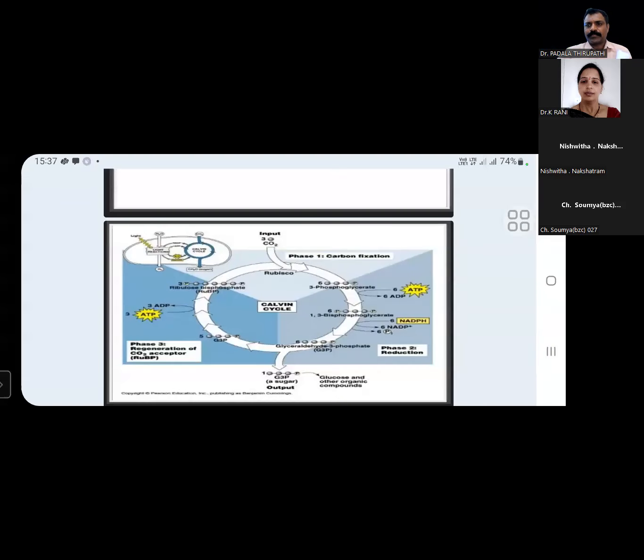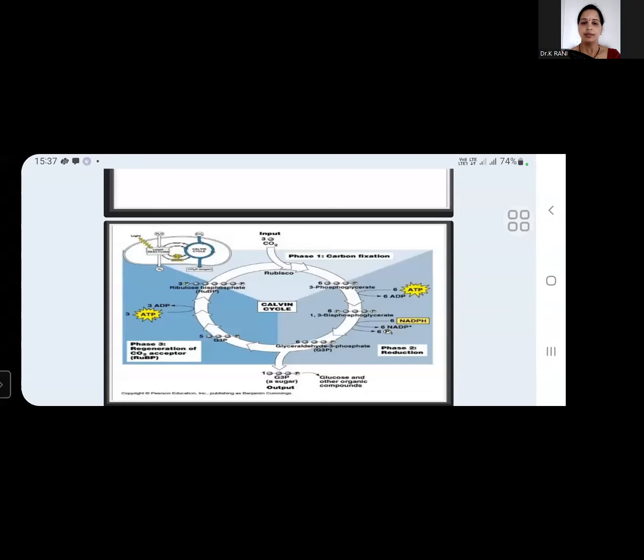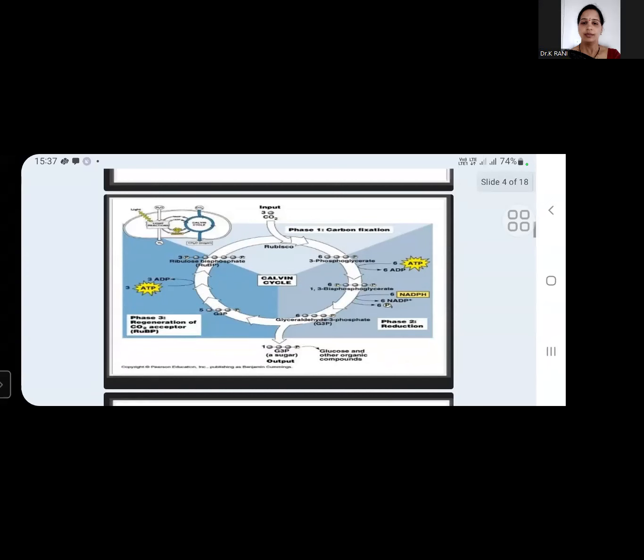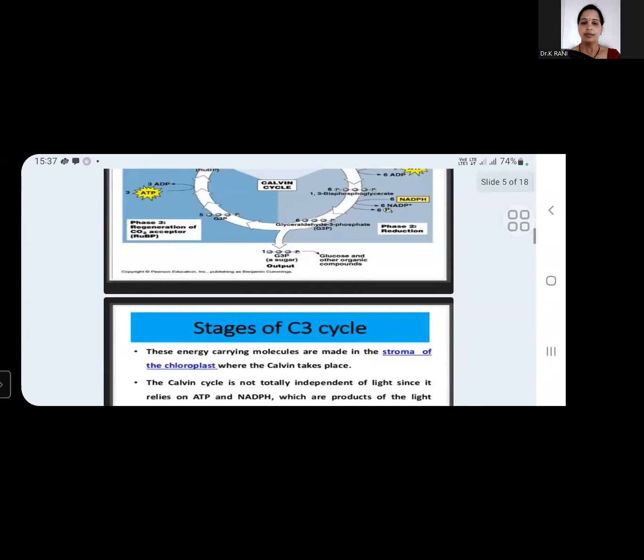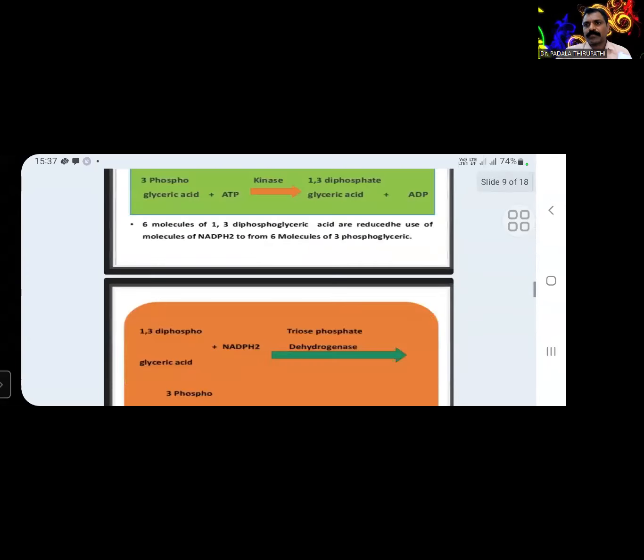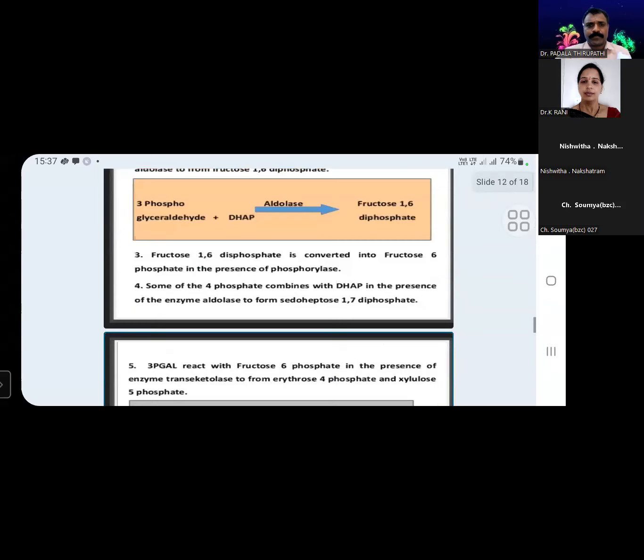Pseudoheptulose 1,7 bisphosphate loses a phosphate group, forming pseudoheptulose 7-phosphate. So the enzyme is the phosphatase. Pseudoheptulose is a 7-carbon substance. This is how we go through almost all the reactions; this is the complete fourth reaction.